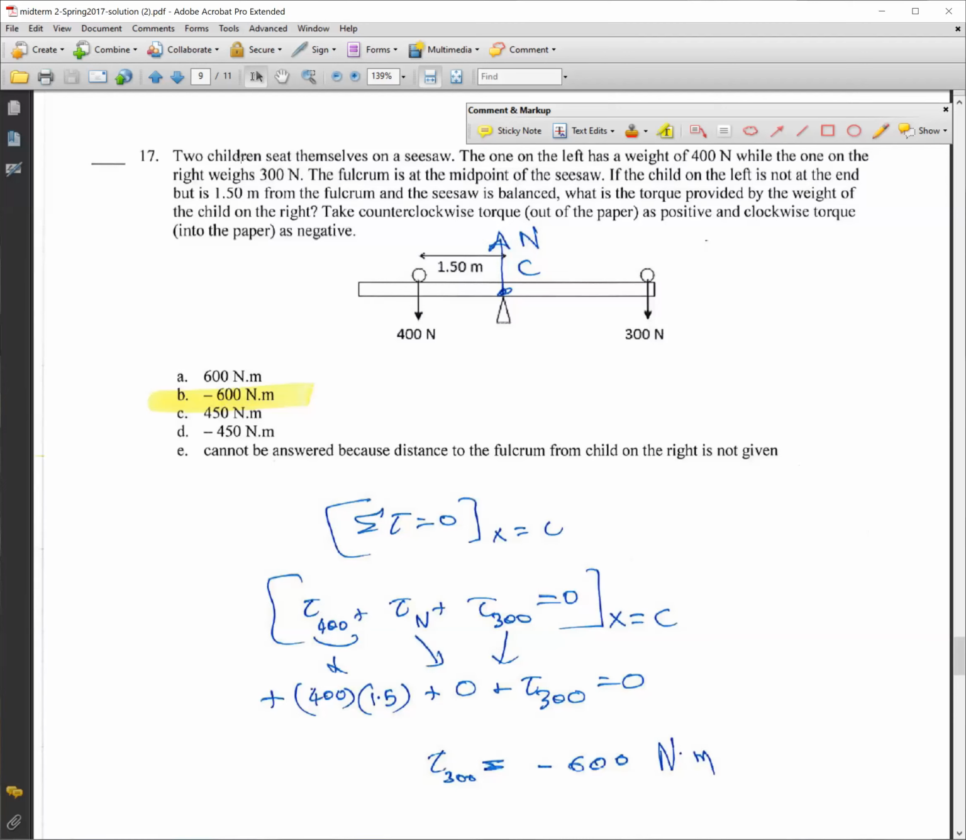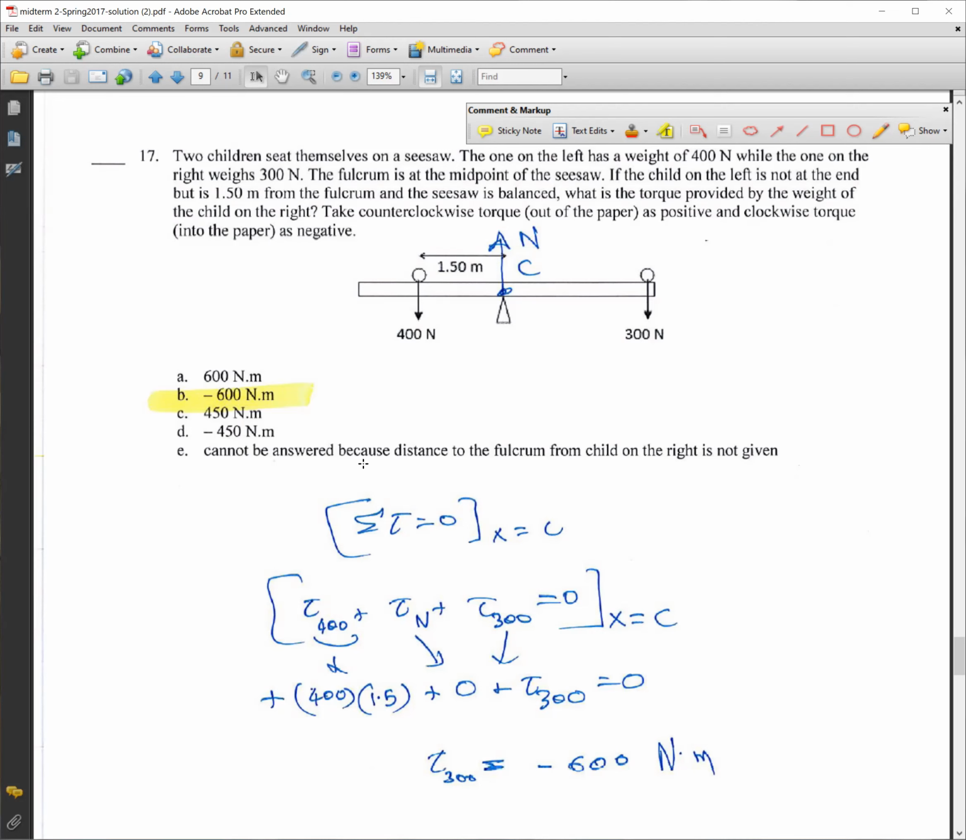Now, question 17. We have two children on a seesaw. The one on the left has a weight of 400 newtons, while the one on the right weighs 300 newtons. The fulcrum is at the midpoint of the seesaw. If the child on the left is not at the end, but is 1.5 meters from the fulcrum, and the seesaw is balanced, what is the torque provided by the weight of the child on the right? Take counterclockwise torque as positive and clockwise torque as negative, as usual.